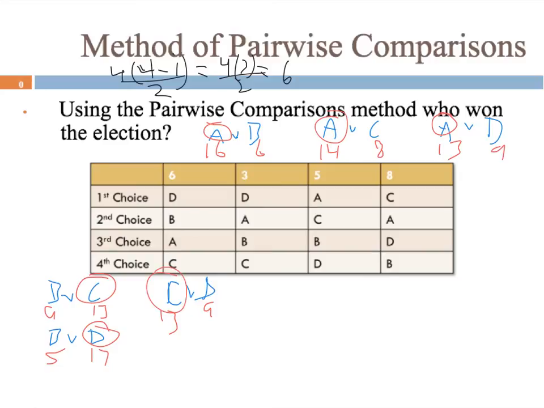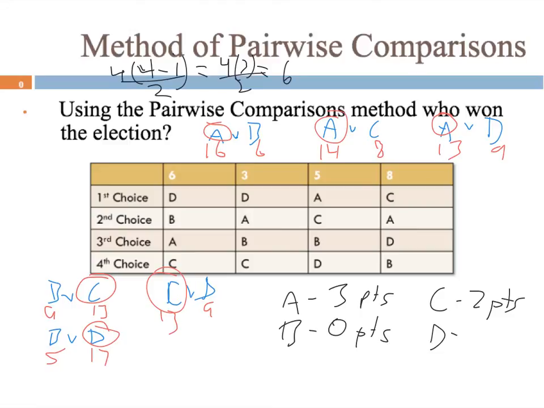So let's tally them up now. A with 3 wins, so 3 points. B, 0 points. C with 2 wins, so 2 points. And D with only 1 win, so 1 point. So our winner for this election is going to be candidate A.